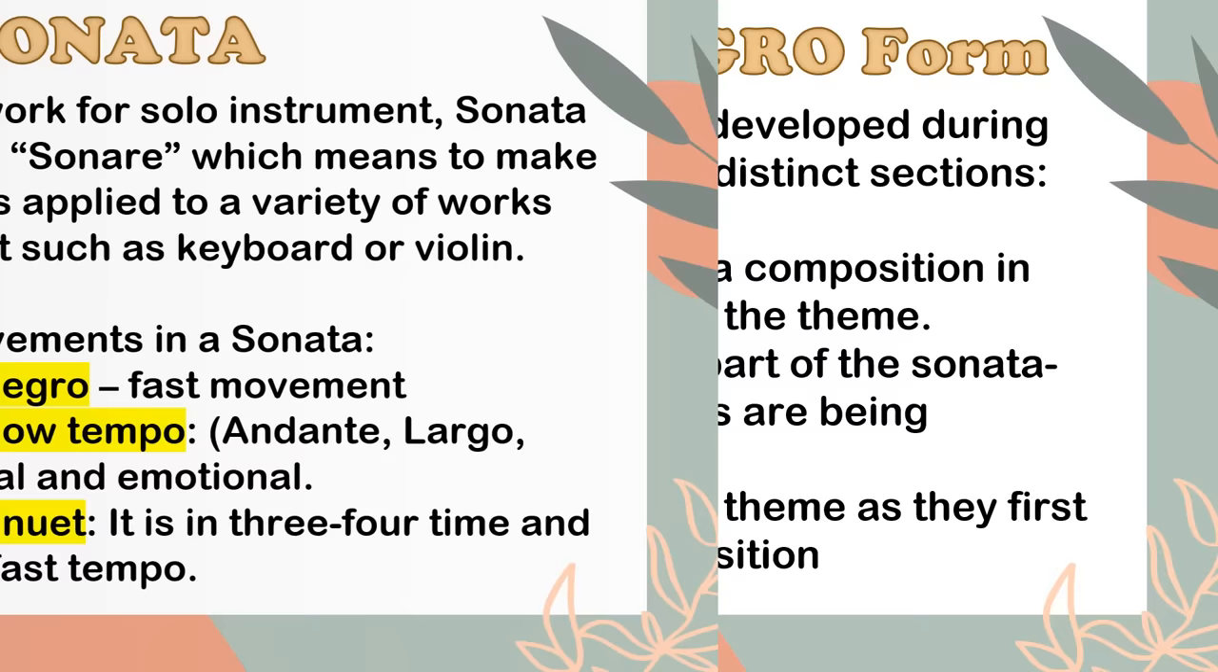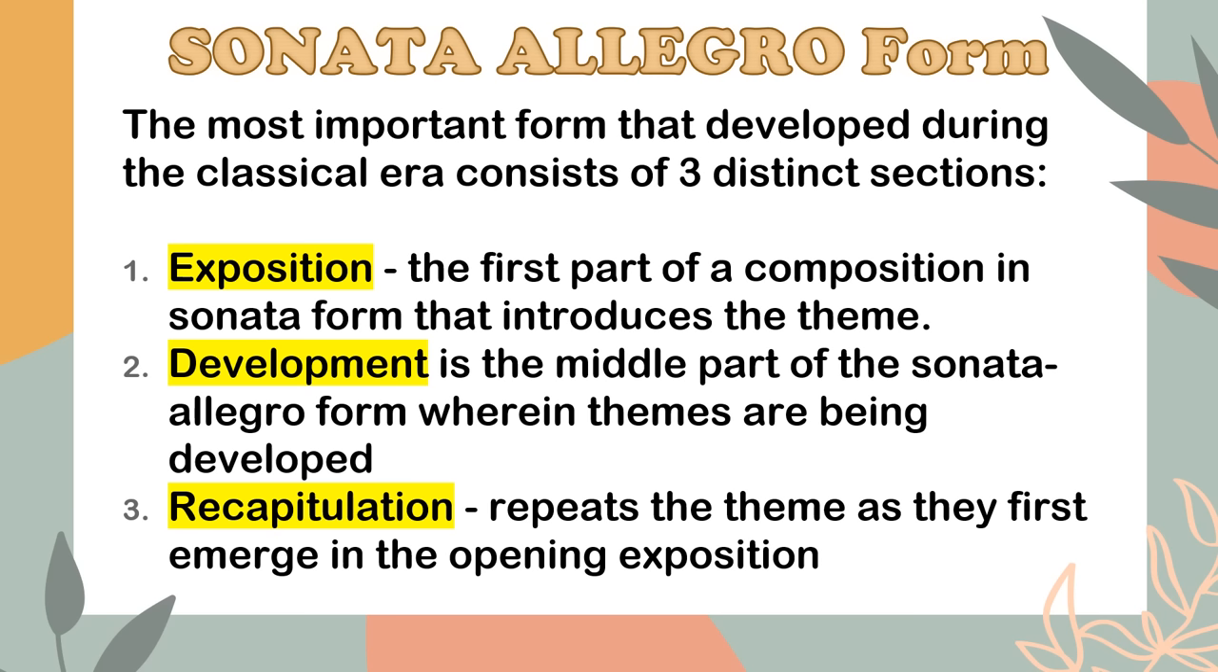Next one is what we call sonata allegro form. This is the most important form that was developed during the classical era, and it consists of three distinct sections. The first section is called exposition. This is the first part of a composition in sonata form that introduces the theme. Second is development. This is the middle part of the sonata allegro form wherein themes are being developed. And last section is called recapitulation. This repeats the theme as they first emerged in the opening exposition.